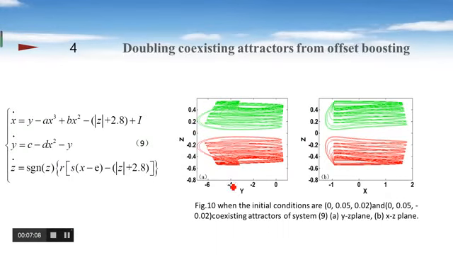Similarly, let z to be absolute z plus 2.8. Two attractors stand on both sides of z equal 0.